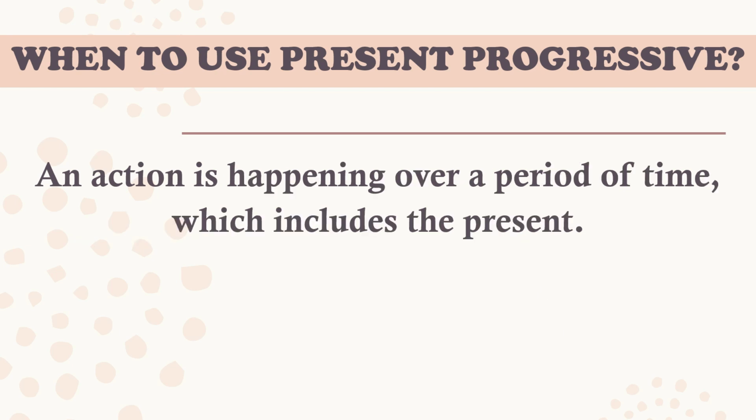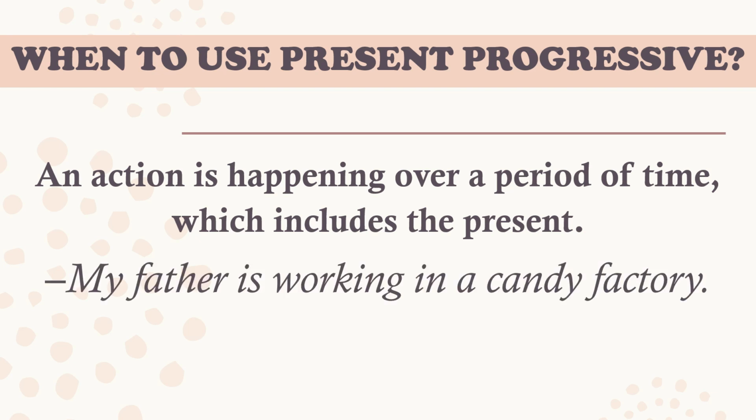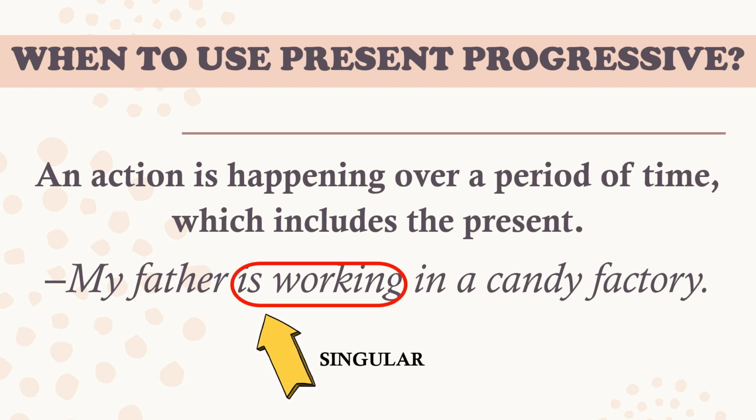Next, we will use the present progressive if the action is happening over a period of time, which includes the present. In other words, the action is continuous until the present time. Let's say the sentence is, my father is working in a candy factory. You will only say my father worked in a candy factory if it's already done. We can also say that my father works in a candy factory since we talk about the present time and that's his work. That's what he does.